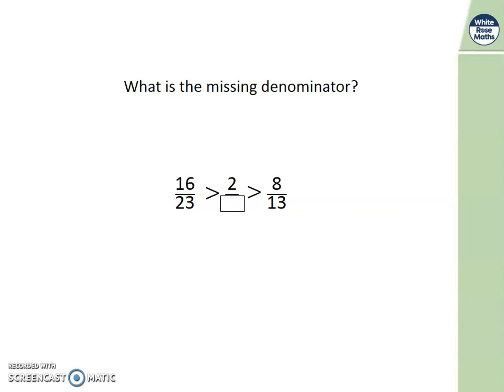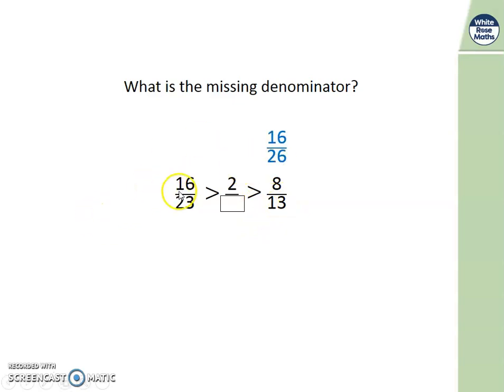Let's take it to more of a problem solving this time. What is the missing denominator? Well, here we can see that it will be hard to compare 23 and 13. Let's look then to the numerators, 16, 2 and 8. We could change each of those into 16. Let's do that. Here, 8 times 2 is 16, so 13 times 2 is 26.